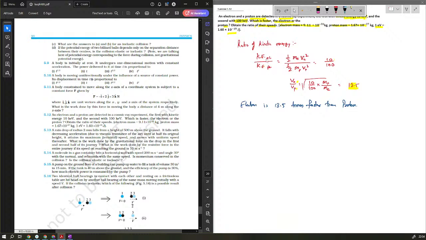So we have been given the ratio of kinetic energy of electron and proton. The ratio of kinetic energy of electron to proton is 10 to 100, and we have to find the ratio of their speed. We know the expression for kinetic energy, that is half mv squared. For electron we use half m_e times the velocity of electron squared, and similarly for proton, v_p squared. Now we take the square root of v_e by v_p, and we get the value of 13.5, that is, the electron is 13.5 times faster than the proton. That's because the mass of the electron is less.